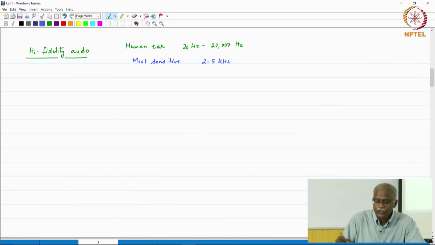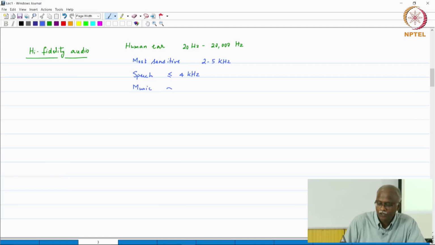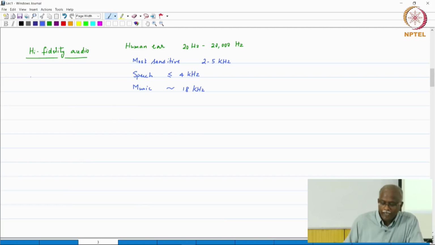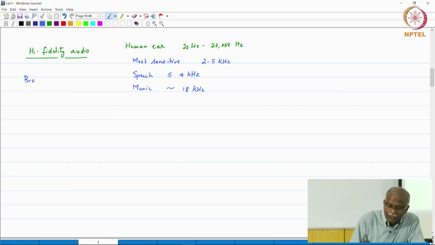And most of our speech communications has frequency content less than 4 kilohertz, and typically it's music that has a range all the way to maybe 18 kilohertz. Okay, so musical instruments go much higher than speech, and so typically if you want to have a very good representation of music, that is where the aspects of high fidelity applications come in.